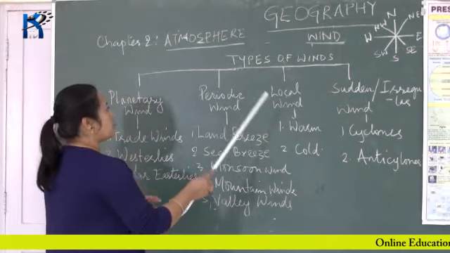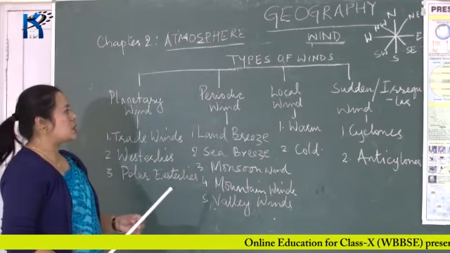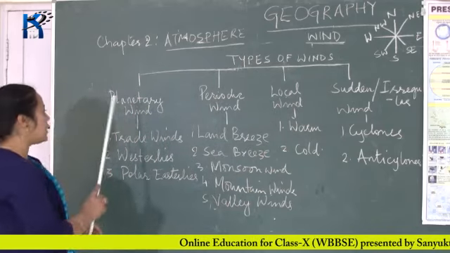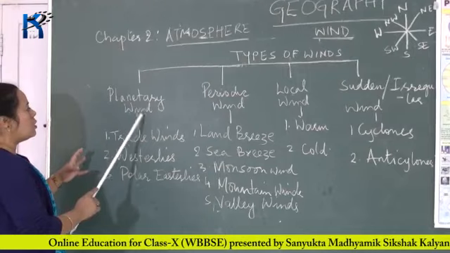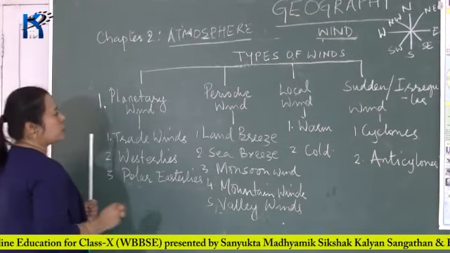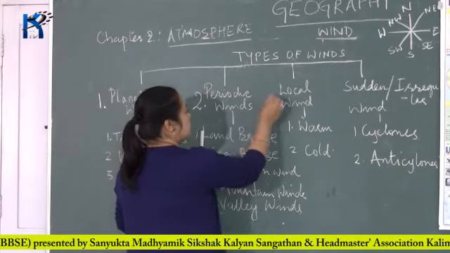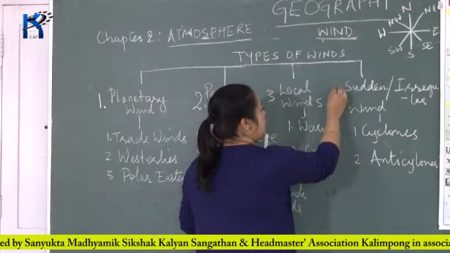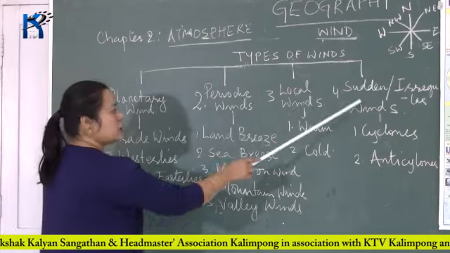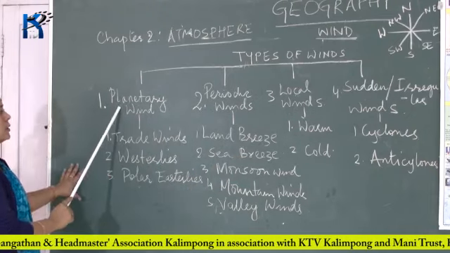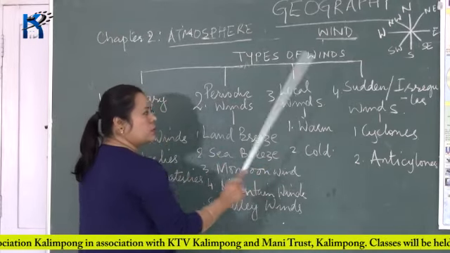Let's move on to the next topic, that is types of winds, for the Madhyamik syllabus. Number 1 is planetary winds, also known as permanent winds. Number 2 is periodic winds, number 3 is local winds, and number 4 is sudden winds. These are the 4 main types of winds: planetary winds, periodic winds, local winds, and sudden or irregular winds.